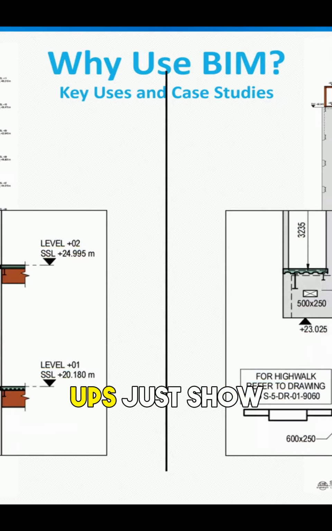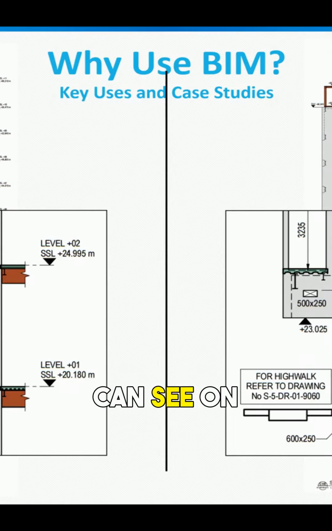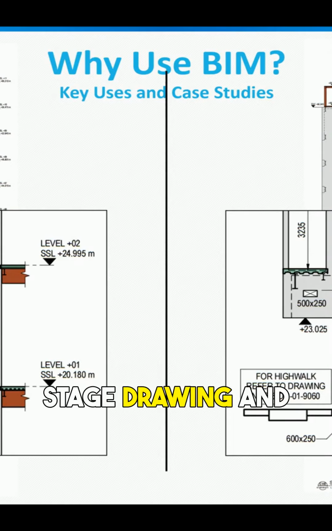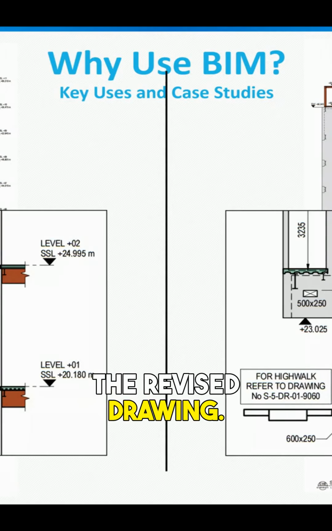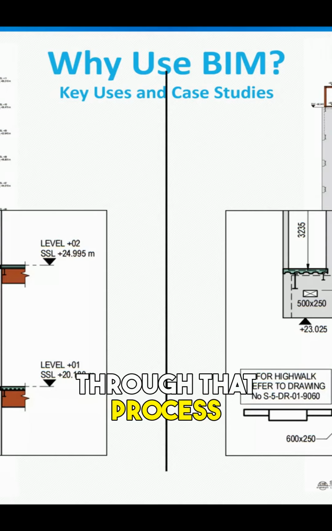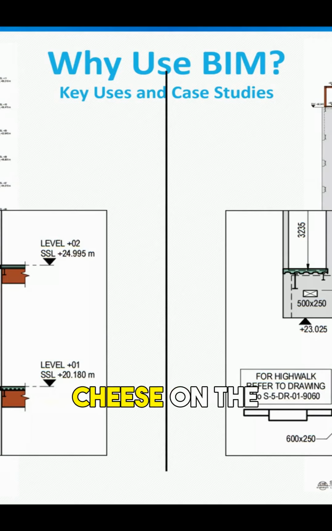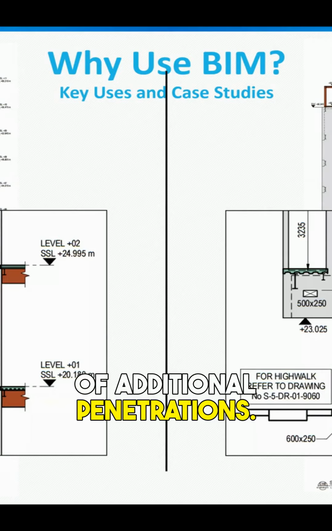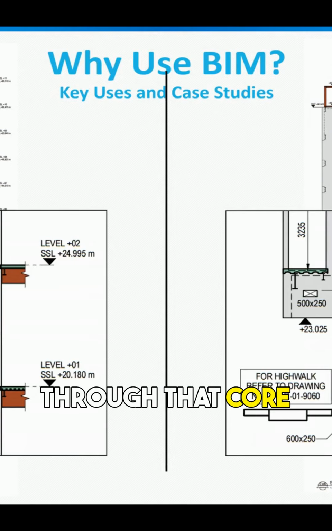So these blow-ups just show in a little bit more detail the two areas that sort of demonstrate the difference. So as you can see on the left, this was the end of design stage drawing, and then on the right, this was a blow-up of the revised drawing once we went through that process of clash detection. And as you can see, it's almost like a Swiss cheese on the right in terms of additional penetrations. And all of these items were needed. The MEP system needed to get into the risers through that core wall.